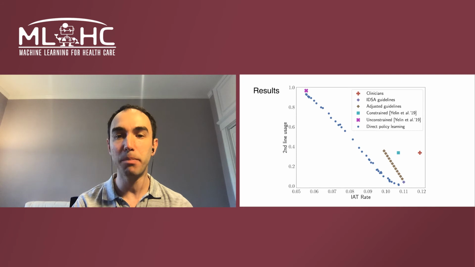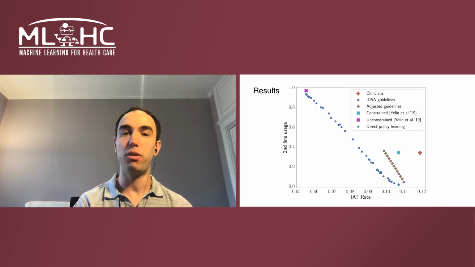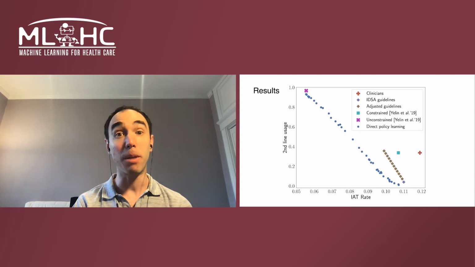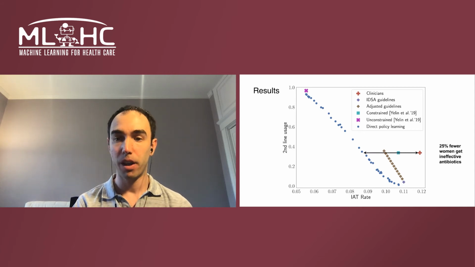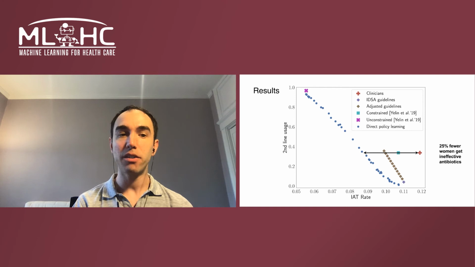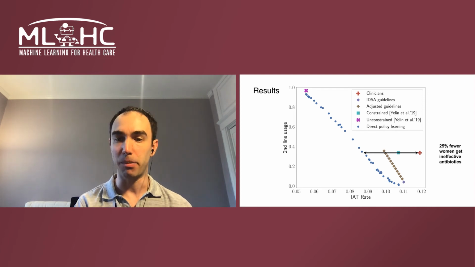Now, our direct policy learning does substantially better. And there are two ways that we can try to quantify how much better these algorithms are. First, if we were to try to match the second-line usage between the policies learned by our direct policy learning algorithm and clinicians, which are shown here on the right, we can see that 25% fewer women get ineffective antibiotics. I'd like to also call out here that the x-axis starts at 0.05.